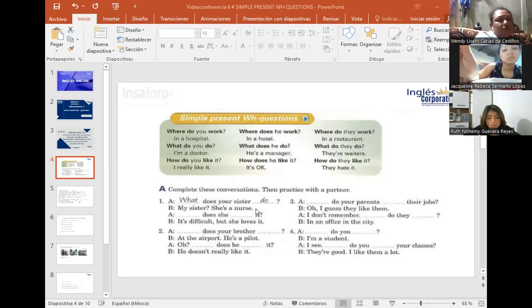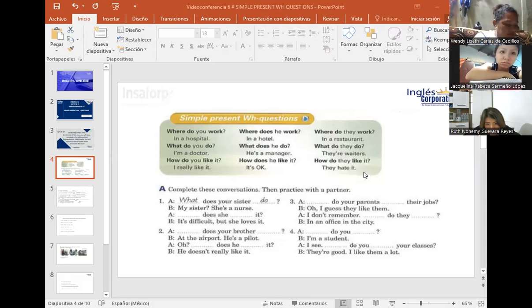Where do they work? ¿Dónde trabajan ellos? Ya aquí ya va en plural, ya no va primera persona, tercera persona es plural. Where do they work? Where do Wendy and Jacqueline work? They work in a hotel. They work in an office. They work in a restaurant. Y la siguiente, what do they do? ¿Qué hacen ellos? They are waiters. Look at the example here. They are waiters. And how do they like it?